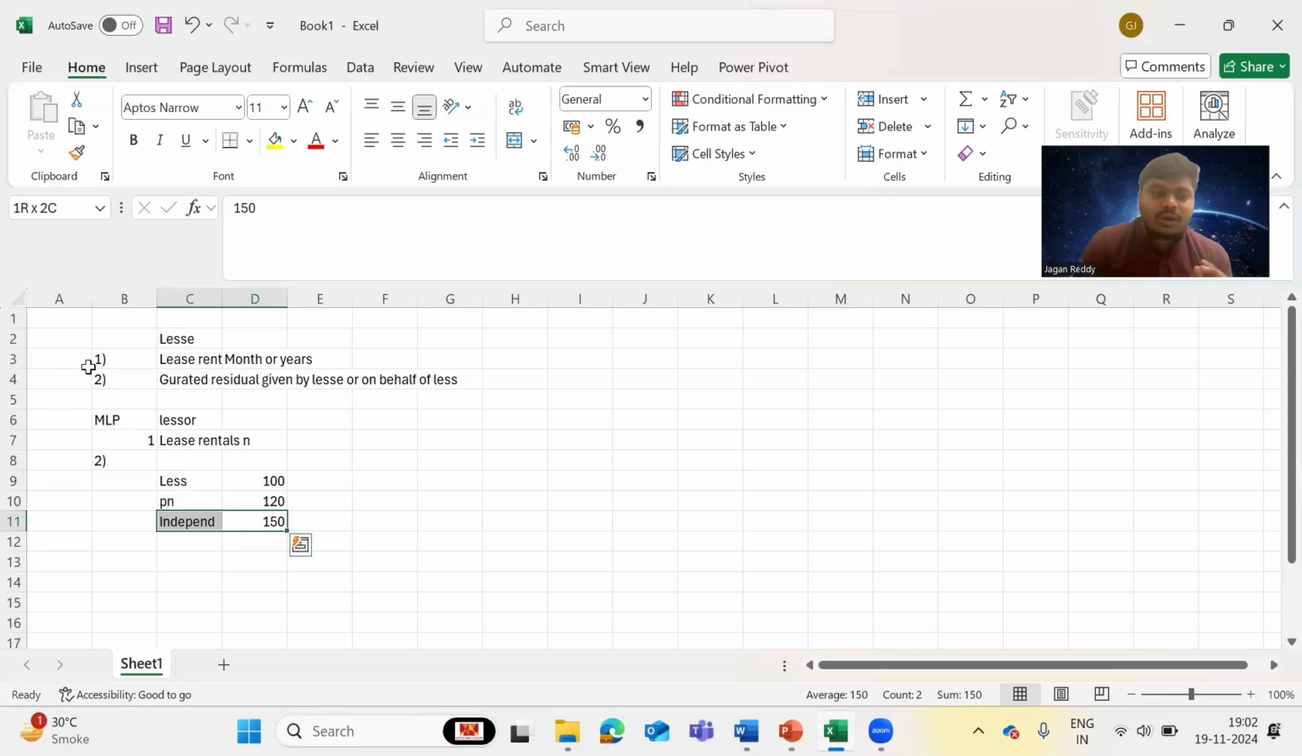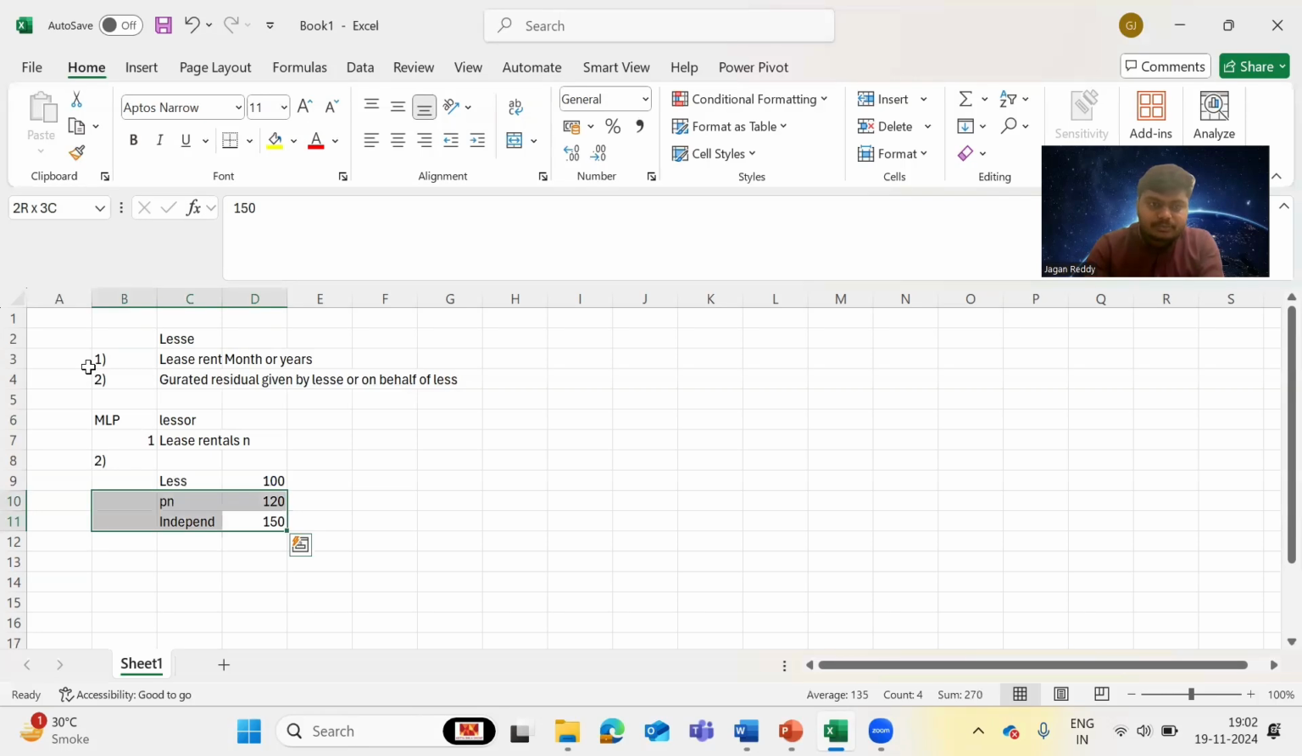Now, what is not considered in the MLP? Any payment which is attributable to or directly reimbursed by the lessor is not considered in the lease payment. Property tax is an example. These are examples of items not considered in the MLP.